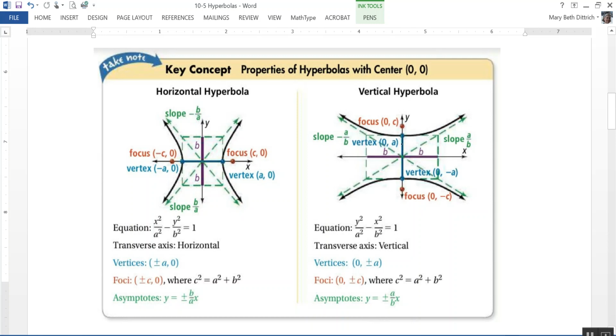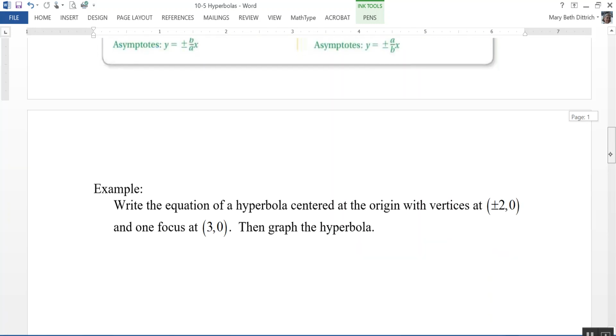In this case, your transverse axis would be up and down, and your conjugate axis would be left and right. And again, you have the rectangle that determines the asymptotes, which determines where the curve goes. Let's take a look at an example. It's a little easier to figure out if you're actually just doing it.